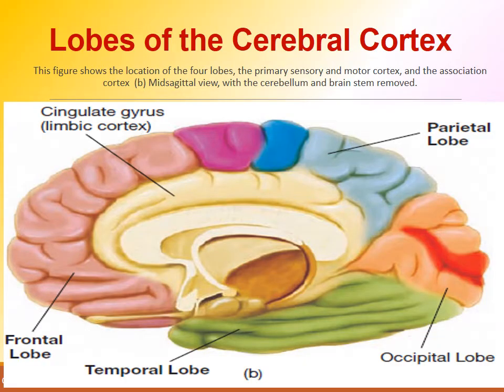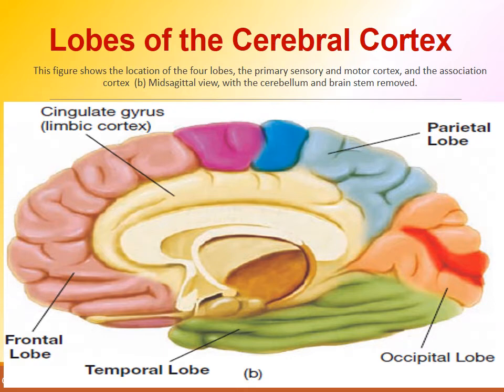Now in this slide we look at the location of the lobes of the cerebral cortex. How many lobes are in the cerebral cortex? There are four lobes. The main lobes are the frontal lobe, temporal lobe, occipital lobe, and parietal lobe.